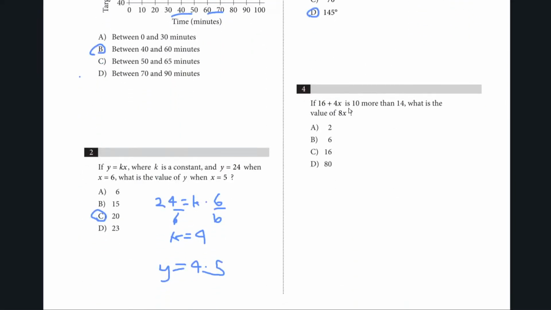If 16 plus 4x is 10 more than 14, 16 plus 4x is equal to 10 plus 14, 24. What is the value of 8x? Well, subtract both sides by 16. We get 4x is equal to 8, and x is equal to 8 divided by 4, which is going to be 2. So 8x is going to be 8 times 2, which will be 16.